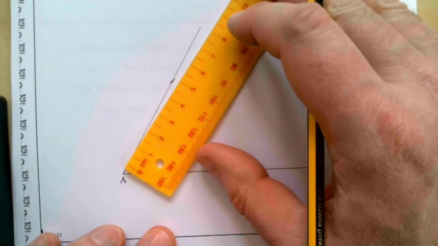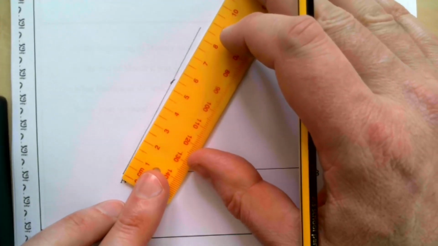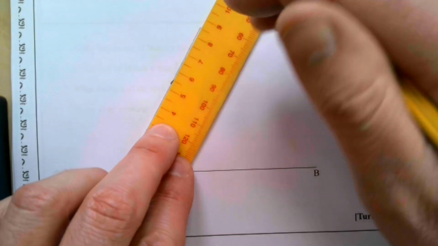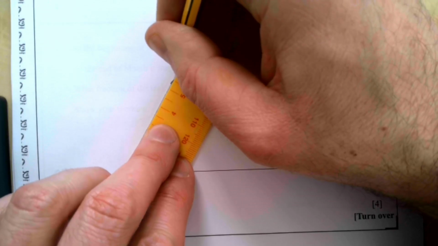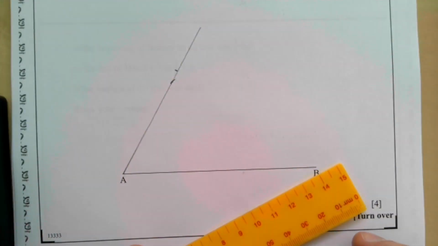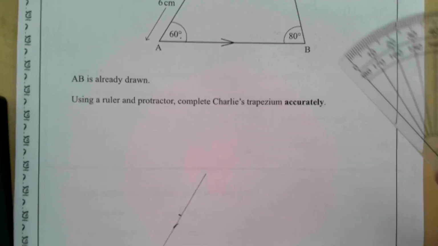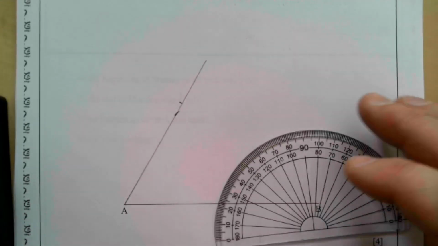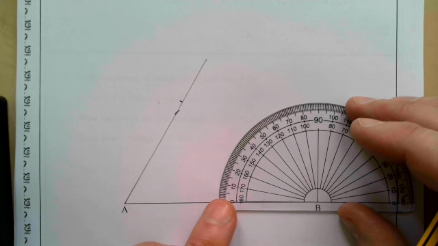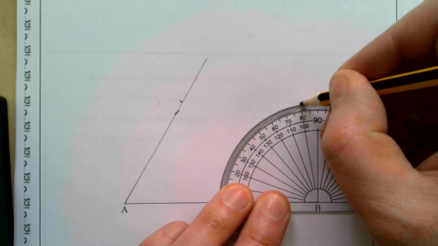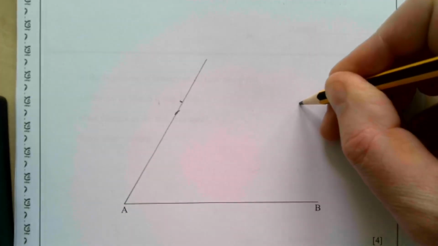So let's measure then 6 centimeters. Again, as accurate as I can get it. And measure off the 6 then from there. The other one then is 80 degrees, so we need to measure then the 80 degrees here. So we're going then from the other side again, right on B, as accurately as you can do it. And we're going up then to 80 degrees here. So there's my mark.